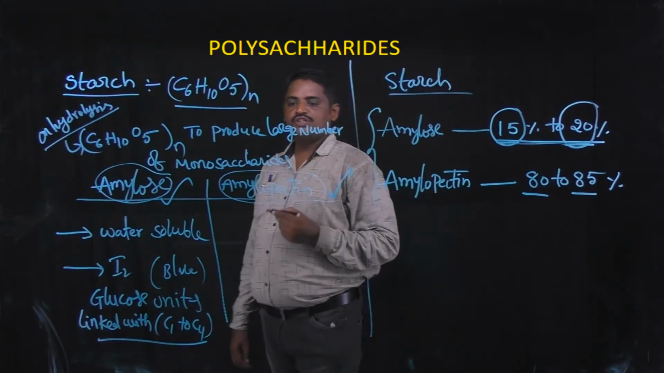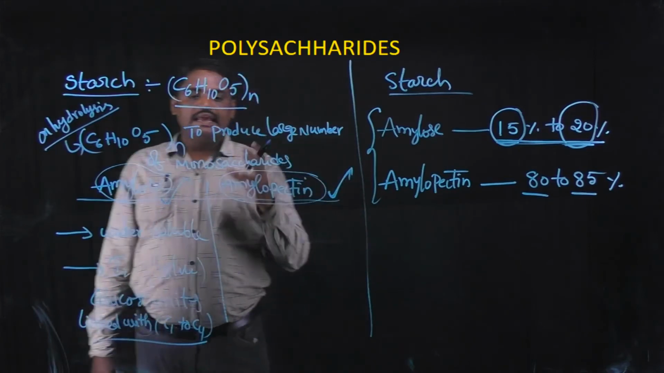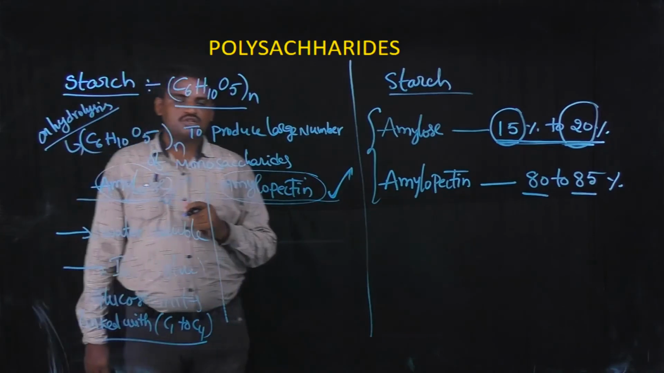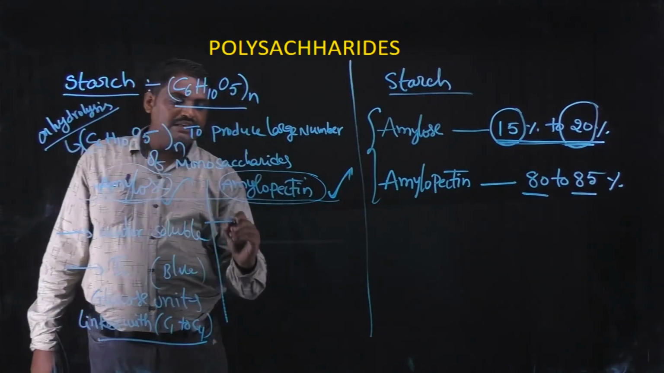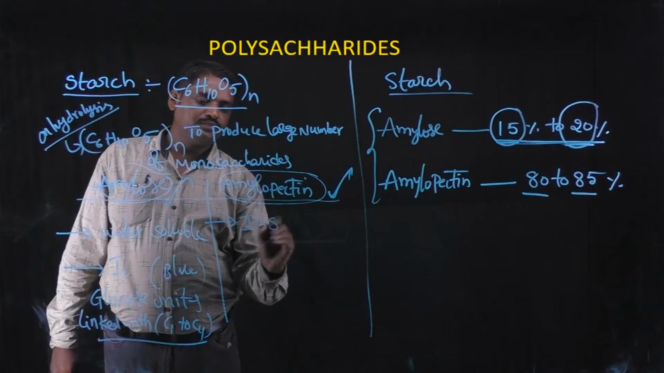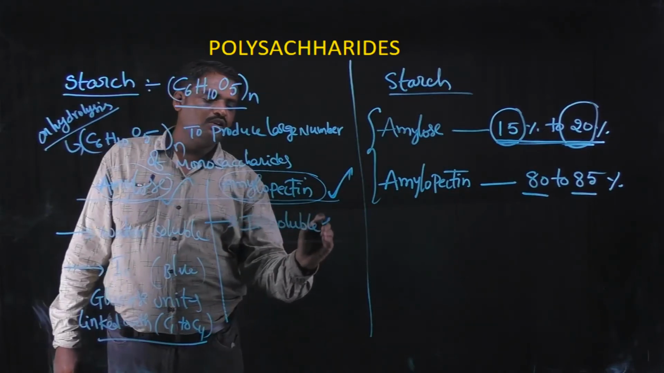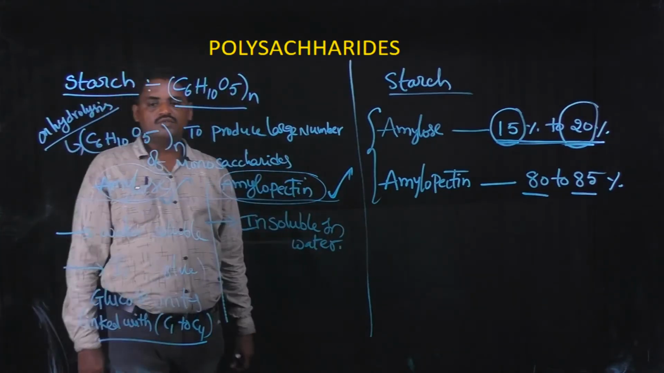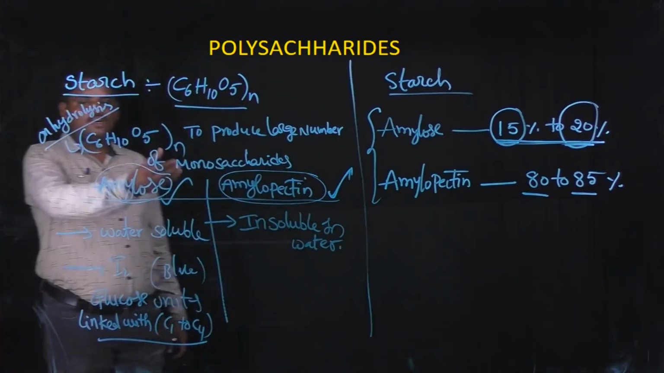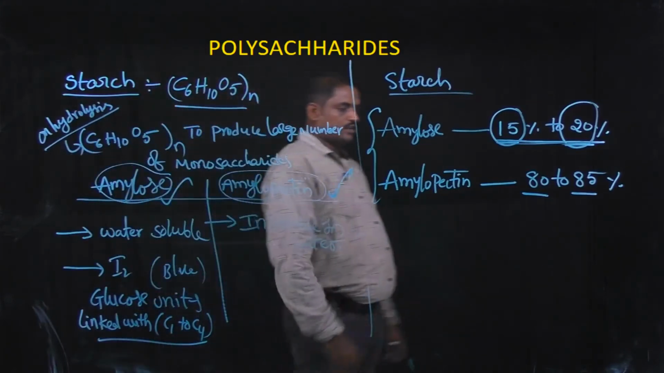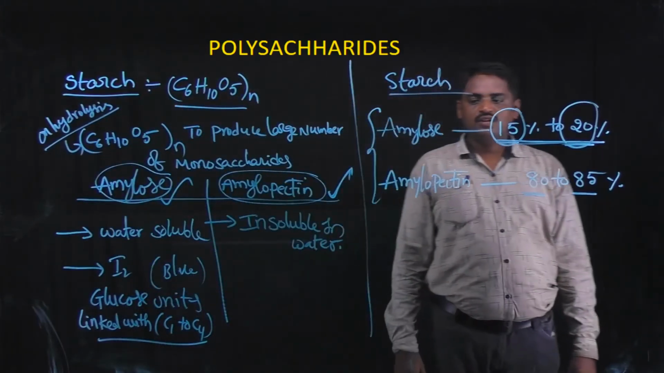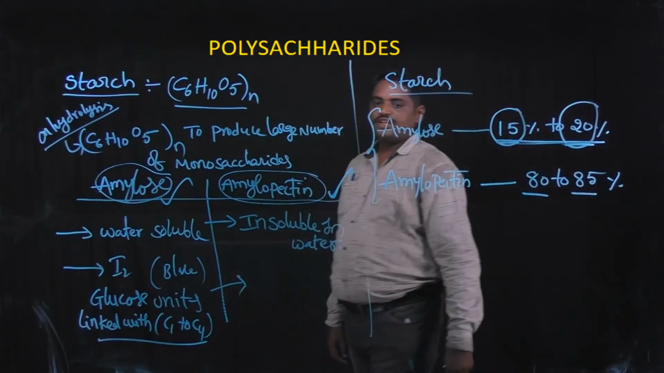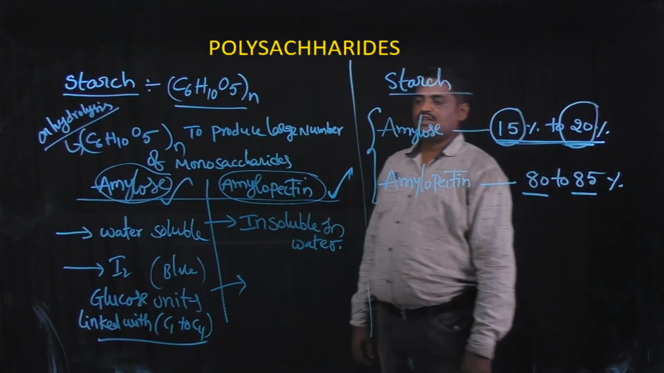Next I am going to discuss amylopectin. Amylopectin is the second part of starch. This is insoluble in water. Amylopectin does not dissolve in water.